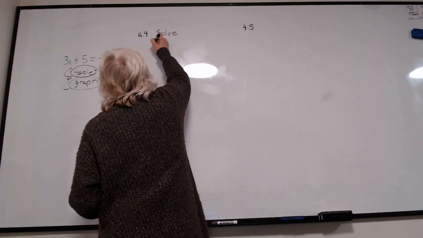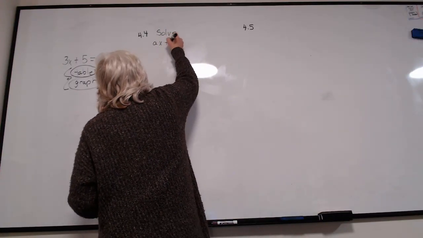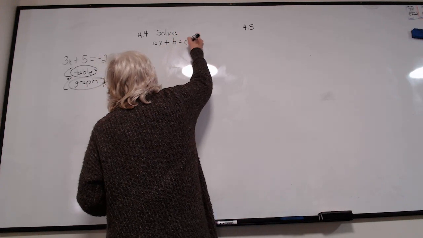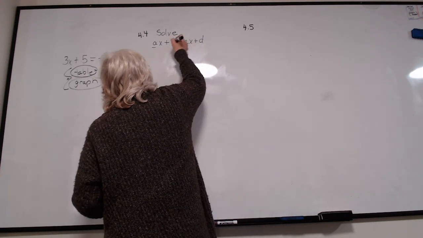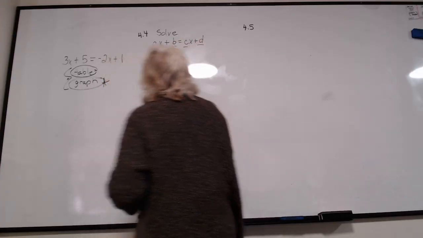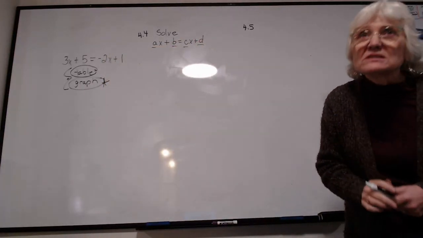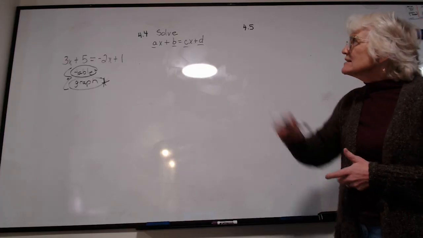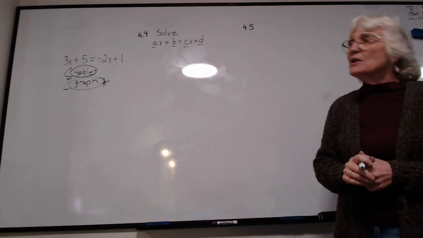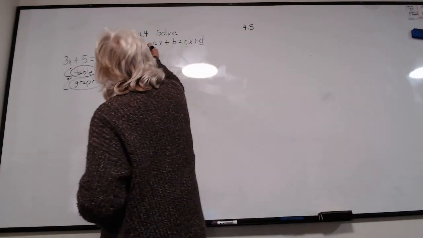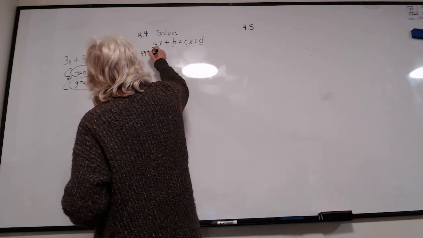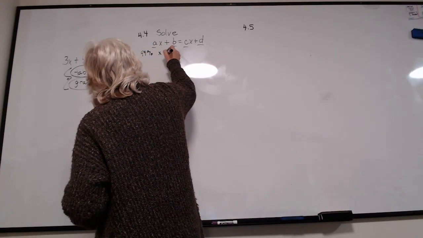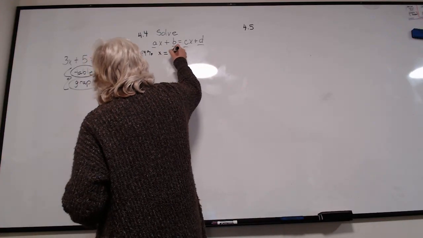Section 4.4 is solving ax plus b equals cx plus d. This means a, b, c, and d are all numbers, and it's an equal sign. Most of the time, 99% of the time, you would get x equals a number as the answer.